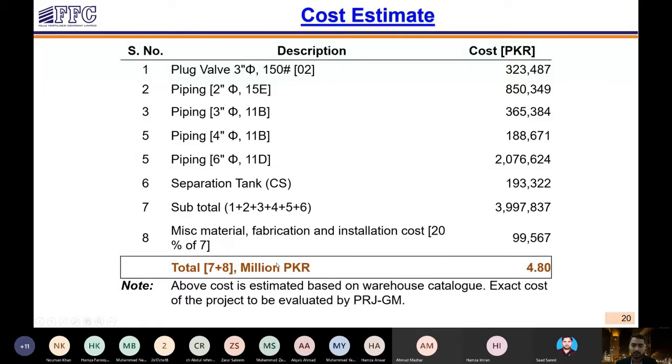It's a rule of thumb that if you are just going to do some equipment, welding or installation work, then around 20% of the actual cost estimate is estimated as installation and fabrication cost. So the total cost was estimated to be 4.8 million for this project.